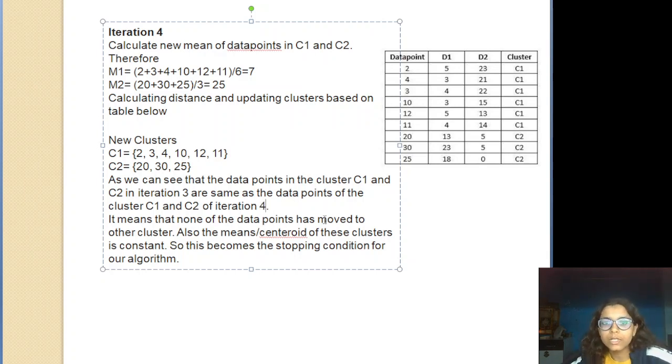It means that none of the data points have moved to another cluster. It also means that the centroids, or the means, of these clusters are constant. So this becomes the stopping condition. This is where we stop in this algorithm, because now we have the centroids of these clusters, and with this we got our clusters, which were C1 and C2. C1 was 2, 3, 4, 12, 11, 10, 11, and C2 was 20, 30, and 25.